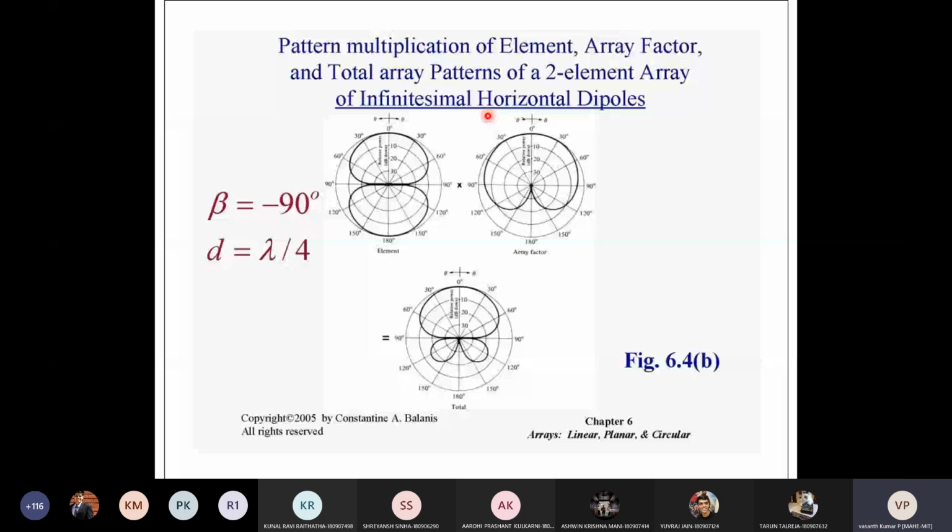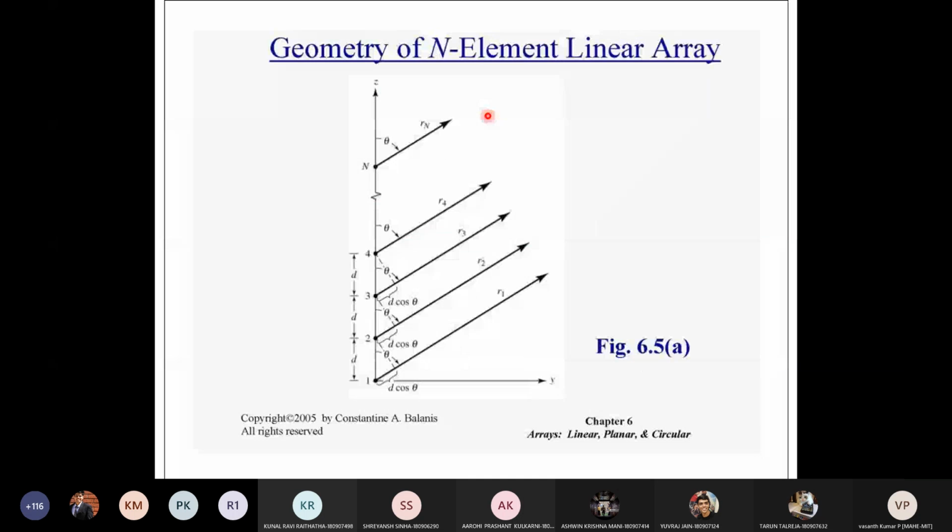Okay, now very few topics are left. N element array. Here elements are arranged along the z axis, 1 to n, and each one is an isotropic source. So e to the power of minus jk r1 by r, like that. The phase part is e to the power of minus jk r1, e to the power of minus jk r2, like that. They are uniformly spaced, so the additional distance is d cos theta between successive elements. Theta is the angle.